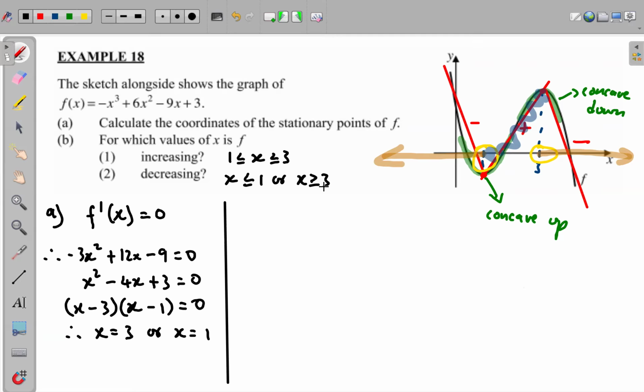Those who like interval notation, you could write this and say x is an element of what? 1, 2, 3. Here you could say x is an element of what? From minus infinity to 1, union 3 up to infinity, up to you. These literally mean one and the same thing.